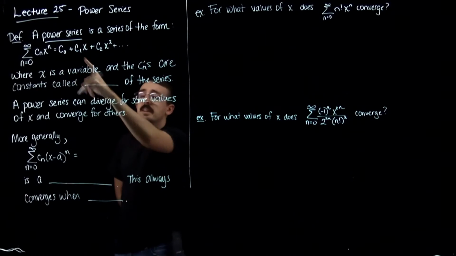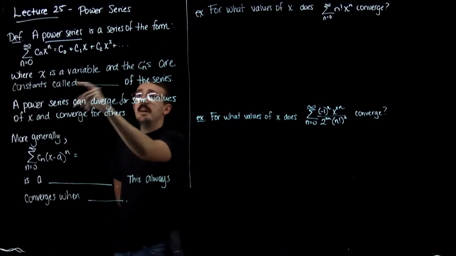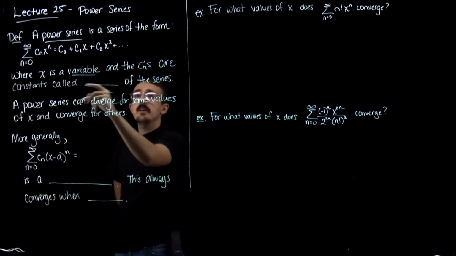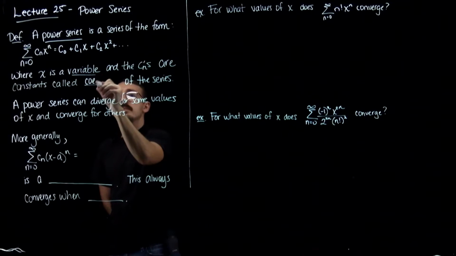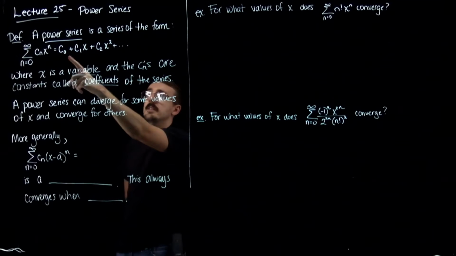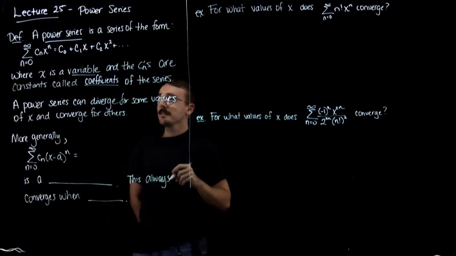So x is some variable, and the c sub n's right here are called the coefficients of the series. They are just constants that are in front of the variable x.